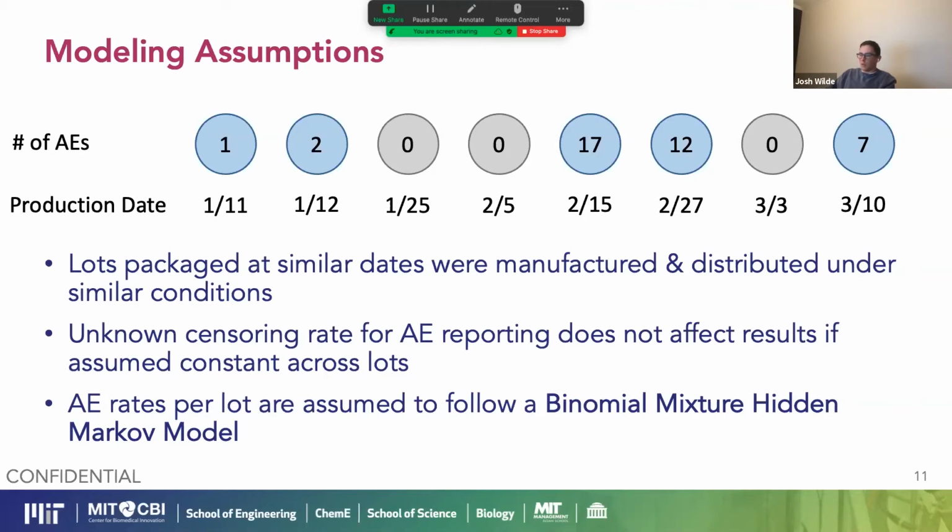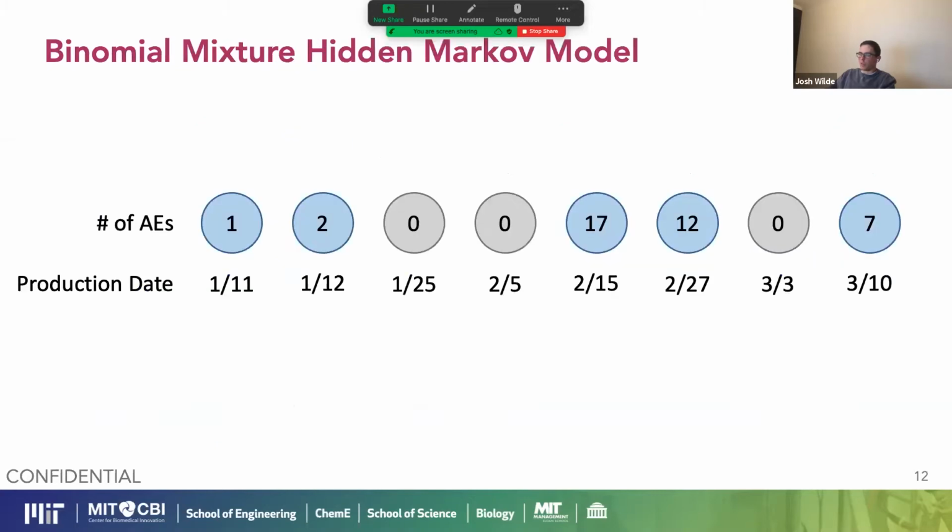And so since we're building a sequential model for these adverse event rates, and trying to determine if there is some sort of serial dependence, the structure for our model that we're going to use is a binomial mixture hidden Markov model. And I'll describe the structure of that model on this next slide here and why we choose it. So this is the same picture from before.